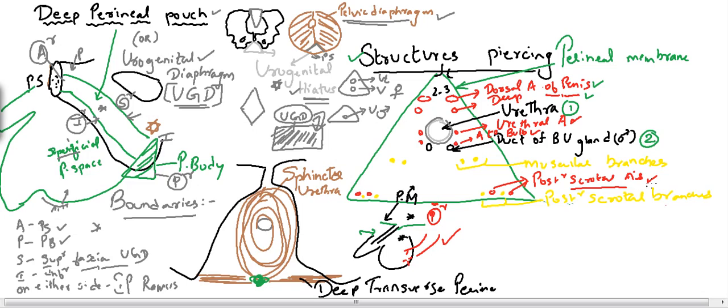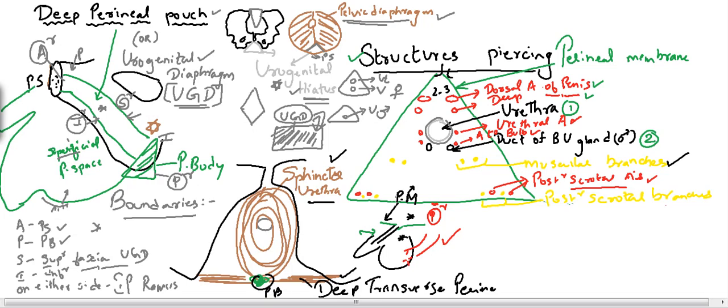So that's why I've written this diagram: muscular branch. I don't want to scare you with this diagram, but what I want to tell you is there are two major muscles in this deep perineal pouch. One is sphincter urethrae, and the other one is deep transverse perineum. Sphincter urethrae helps in emptying the last few drops of urine. Deep transverse perineum stabilizes the perineal body. Okay, this is the perineal body.